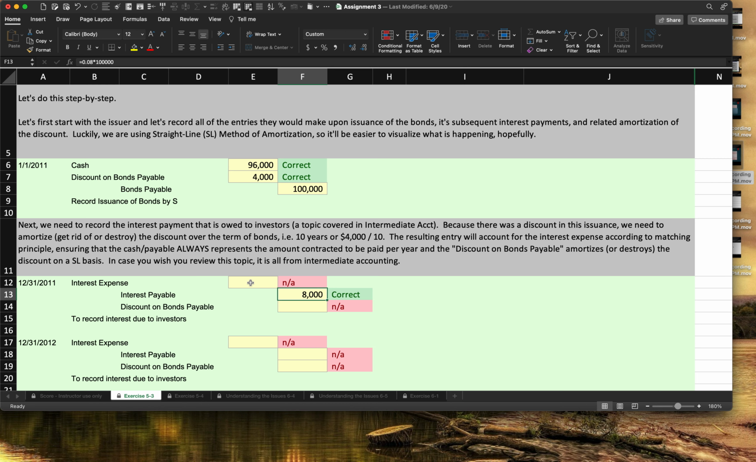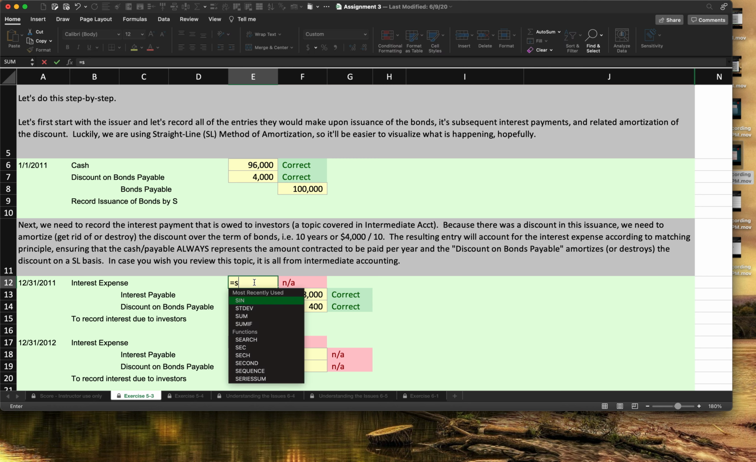But that's not the situation here because we know now that we have some sort of a discount that we have to contend with. And because this is a 10-year term limit, we simply need to divide 4,000 by 10 and amortize 400 annually, right? So that's simply 4,000 divided by 10. The addition of these two will of course be our interest expense, as I previously mentioned.